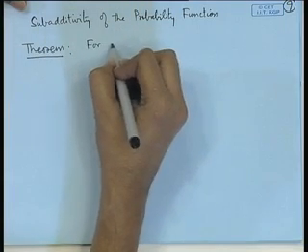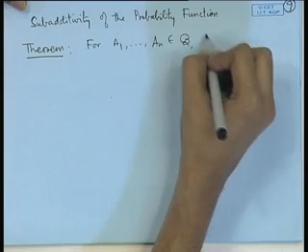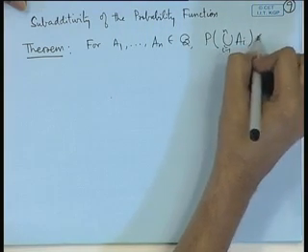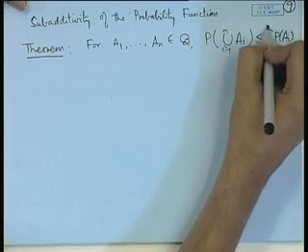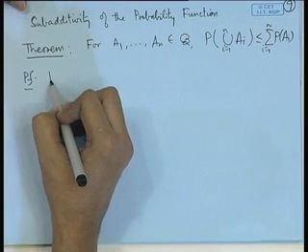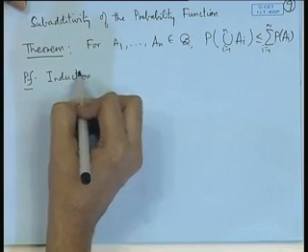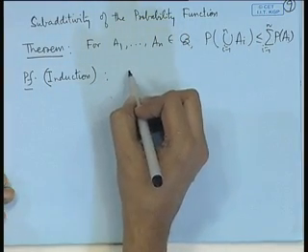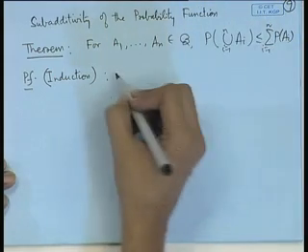For A1, A2, ..., An belonging to B, probability of union i equal to 1 to n is less than or equal to sum of probability of Ai, i equal to 1 to n. So, one can prove this by induction, because for n equal to 1 the result is true, and if we look at n equal to 2, it is already shown to be true.